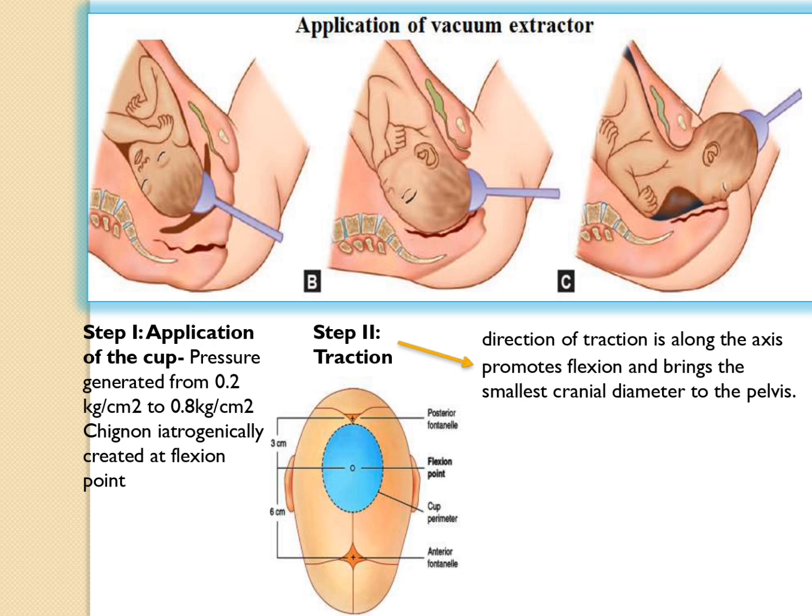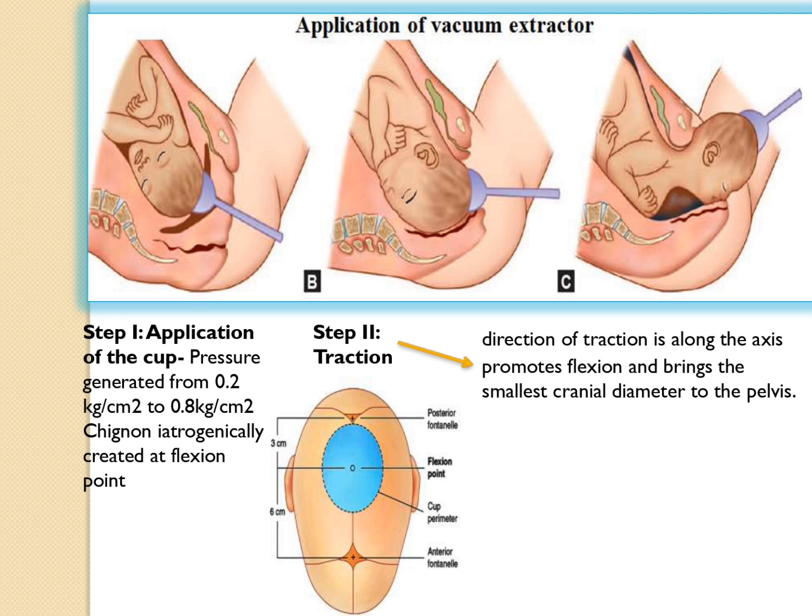First step shows the application of the cup of vacuum extractor on flexion point, and second step shows the direction of traction along the axis of birth canal. Flexion point is the point on fetal head where the cup of vacuum extractor is placed. It is located on the sagittal suture about 6 cm behind the anterior fontanelle and 3 cm in front of the posterior fontanelle.